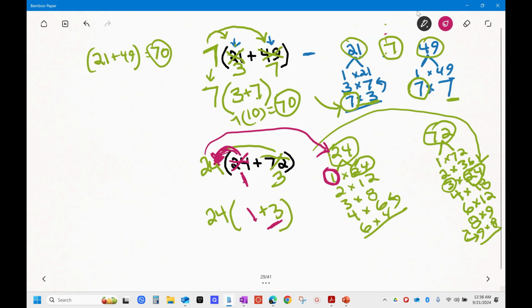So if we were to work this out normally, 1 plus 3 is 4 times the 24 on the outside of the parentheses. So that's going to equal 96. And if we would have just done the original problem, 24 plus 72, that would have given us 96. So see, if we forgot to carry that 1 down, we wouldn't have gotten the right answer.